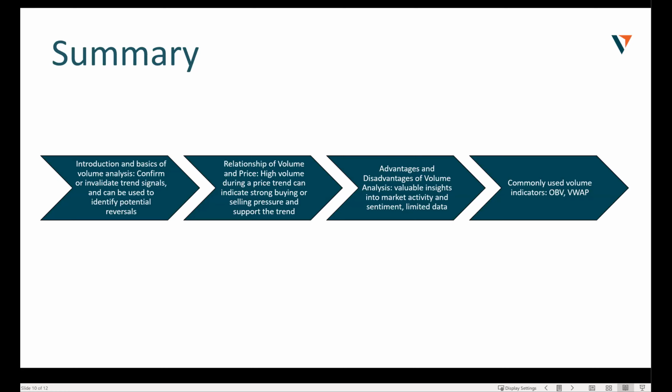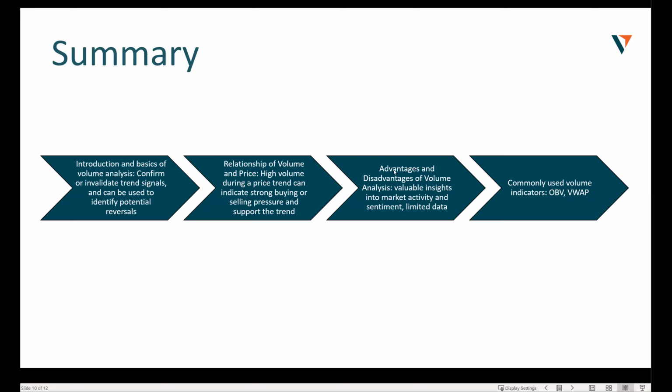And the next one that we talked about is the relationship between volume and price. In general, higher volume during a price trend would indicate strong buying pressure or selling pressure, and this would be in favor of the trend. So the trend is likely to continue when there is higher volume. Whereas if you have low volume, in this case, the trend may not be sustainable. So there's a chance that we could see a reversal.